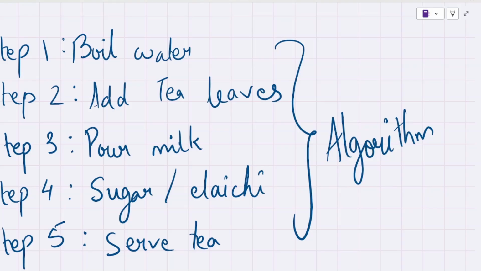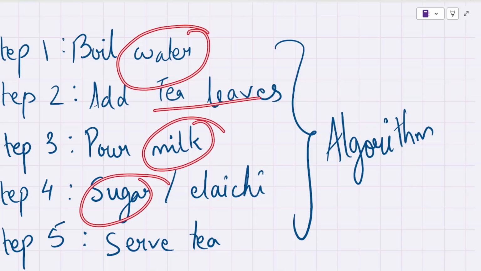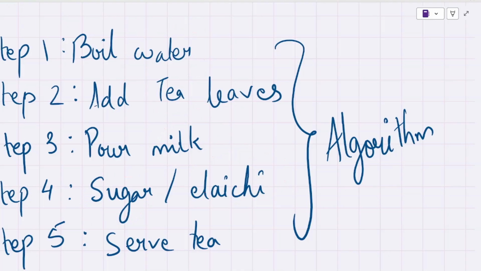That's what we have done right now. So what you need to know is, here we have multiple inputs, right? We have water. Water is an input. Tea leaf is an input. Milk is an input. Sugar and elaichi were input. And after adding all these inputs, we got the final output, the tea. That is the final output. What can we understand from that? After having a finite number of inputs, we get the result.